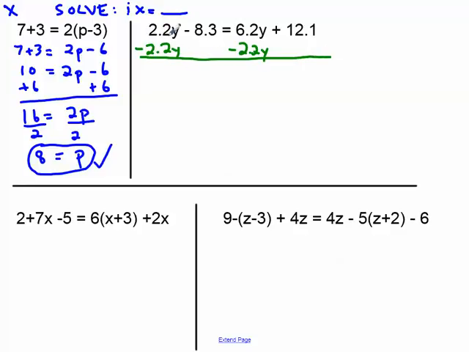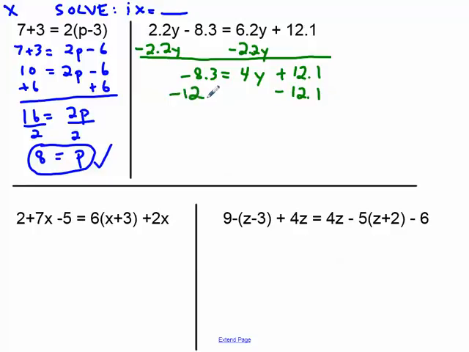This becomes 0. Keep things in columns. Helps you keep track of things. Minus 8.3 equals 6.2 minus 2.2 is 4.0, or just 4y plus 12.1. Got to move the variables now. So we moved the variables to the right. We got to move the numbers to the left. So we've got plus 12.1 in our original equation. We got to subtract 12.1 to get a 0 in this equation.